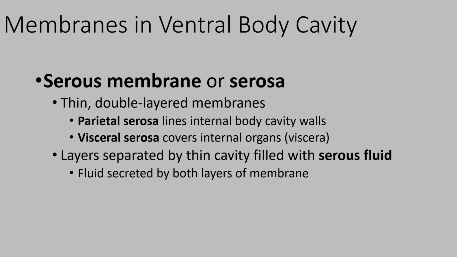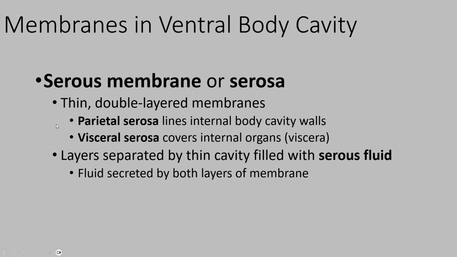Okay, so now I've mentioned some membranes. Well, those membranes that I'm talking about are called serous membranes, or sometimes you'll hear them just called serosa. They mean the same thing. Serous membrane and serosa, they're the same thing. And the serous membrane, the serosa, is a membrane that surrounds all of the organs in our ventral body cavity. And there are different serosa around different parts of those cavities.